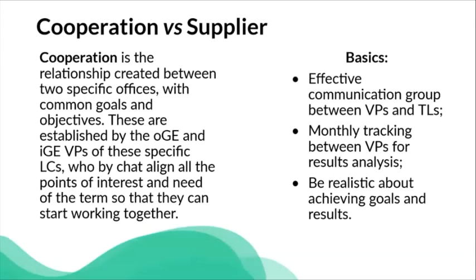Cool. We can see that there's a large difference between suppliers and cooperations. So suppliers can turn into cooperations in a future term or just team up to amplify results. But when we think about cooperations, there's not only pre-planning of expected results, but also greater interaction between ICX and OGX VPs, as well as their TLs and members.